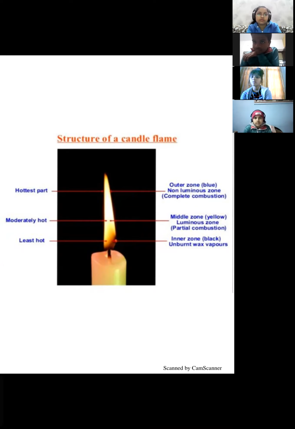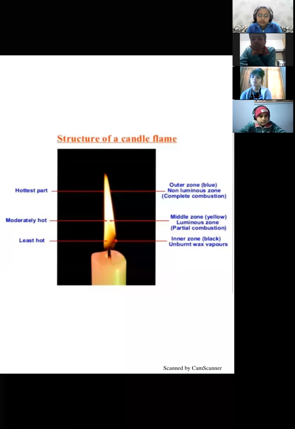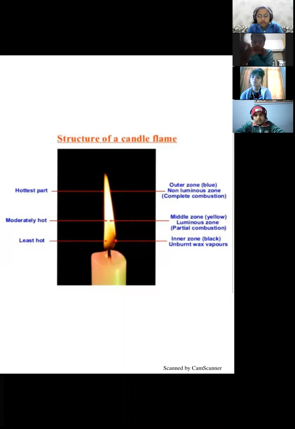Next, this is the overall structure of a candle flame. The outer zone: blue color, non-luminous, complete combustion, and it's the hottest part. Then the middle zone: yellow color, luminous flame, partial combustion, which is incomplete, and it's the moderately hot region. The innermost zone is black. Why black? Because unburnt wax vapors are there, least hot. Clear with this part?